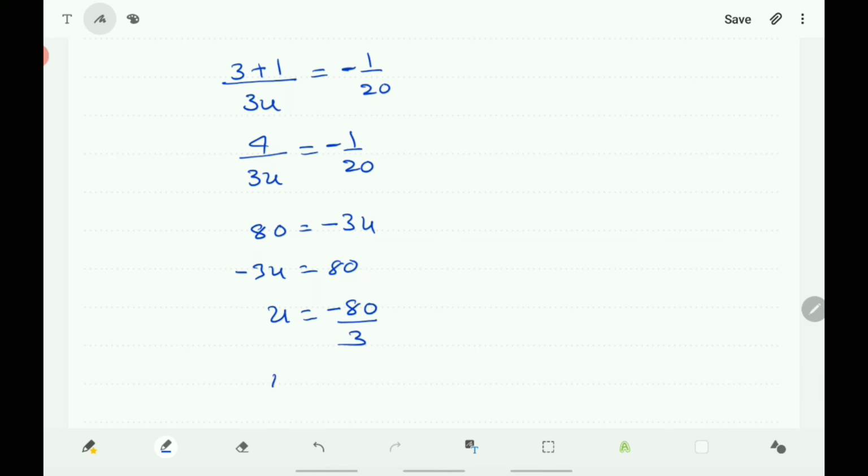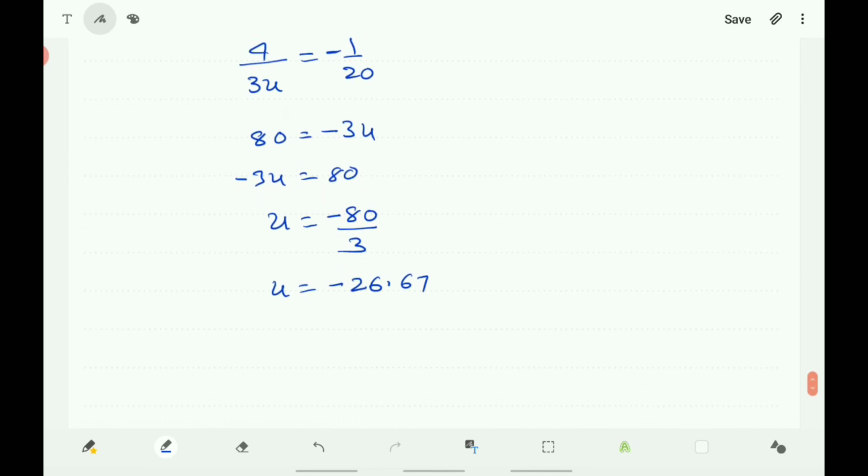If you divide 80 by 3, you will get minus 26.67. So the object must be placed at a distance of 26.67 centimeter in front of the mirror. That is u is equal to minus 26.67 centimeter.